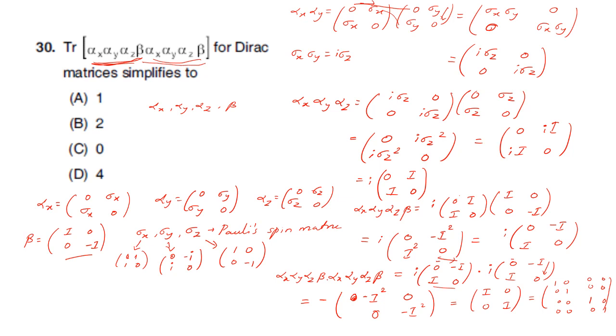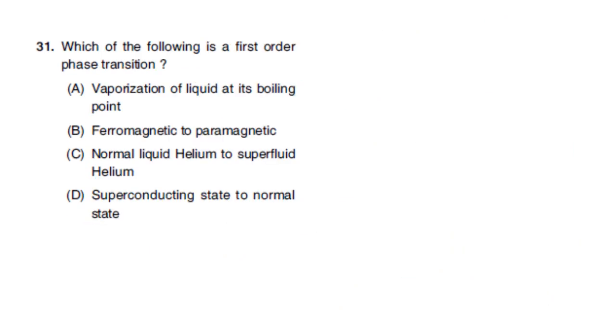Therefore trace of a matrix is nothing but the sum of the principal diagonal elements. So here the sum of principal diagonal elements is 4. Therefore the answer is 4. Which of the following is a first order phase transition?